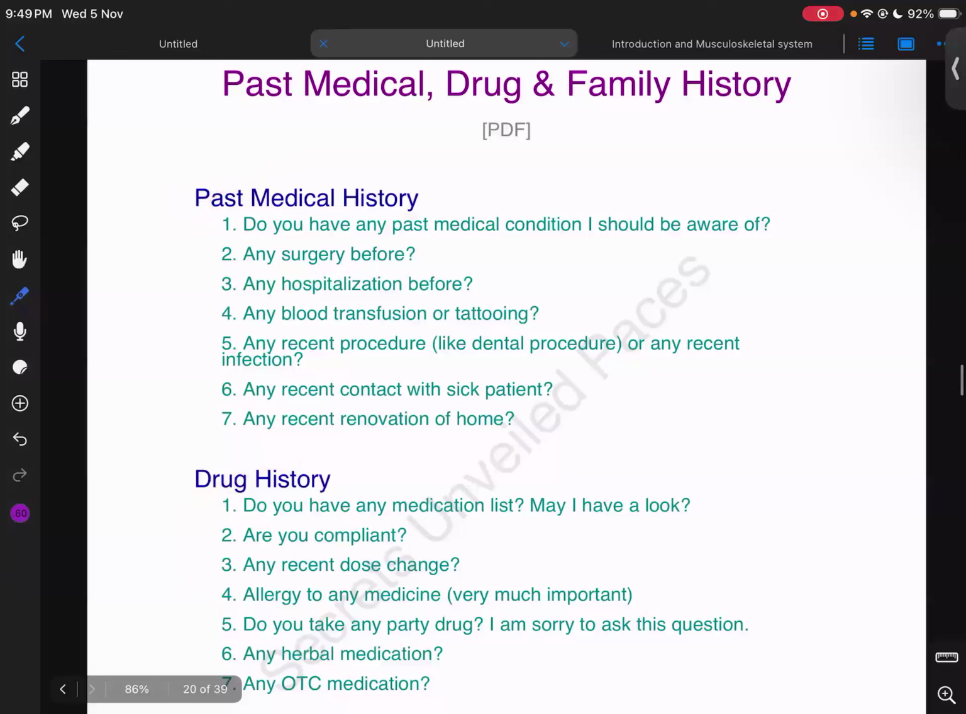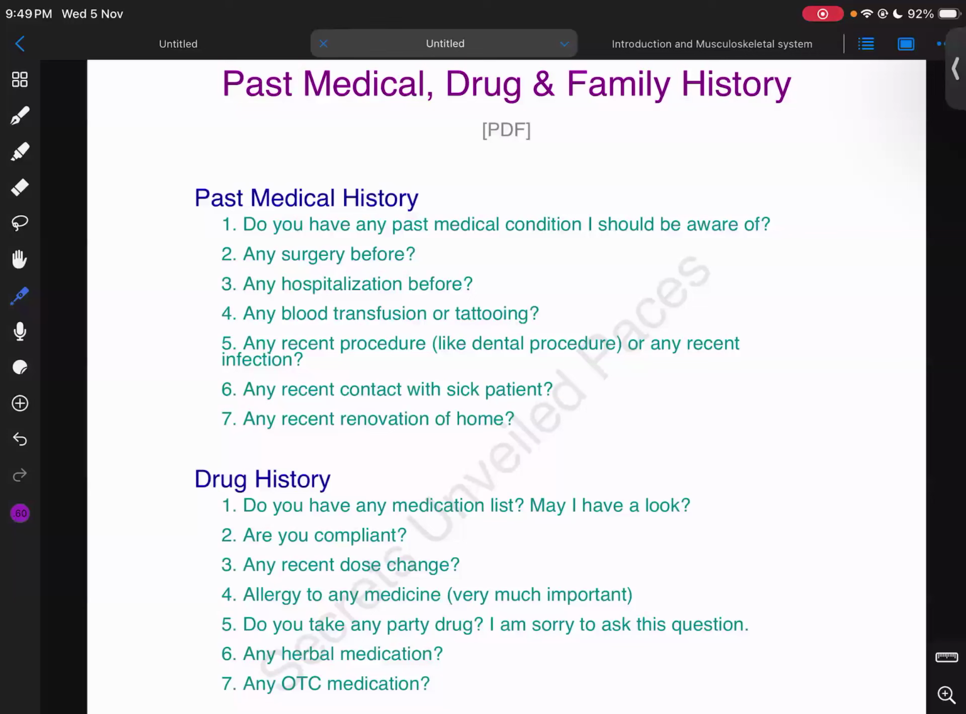For the past medical history, you have to ask each of these 7 questions specifically. You have to ask, do you have any past medical condition that I should be aware of? Any surgery before? Some candidates ask only, do you have any past medical condition? If you ask in this way, sometimes the surrogate will not give you some other important information. Like that happened in my case.